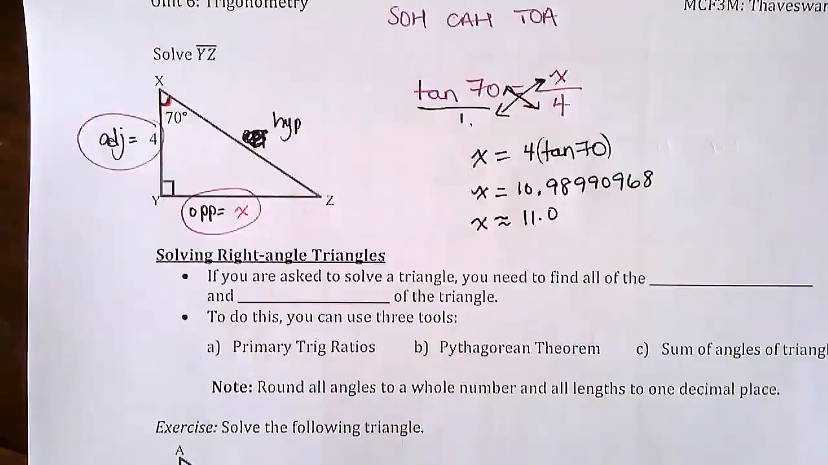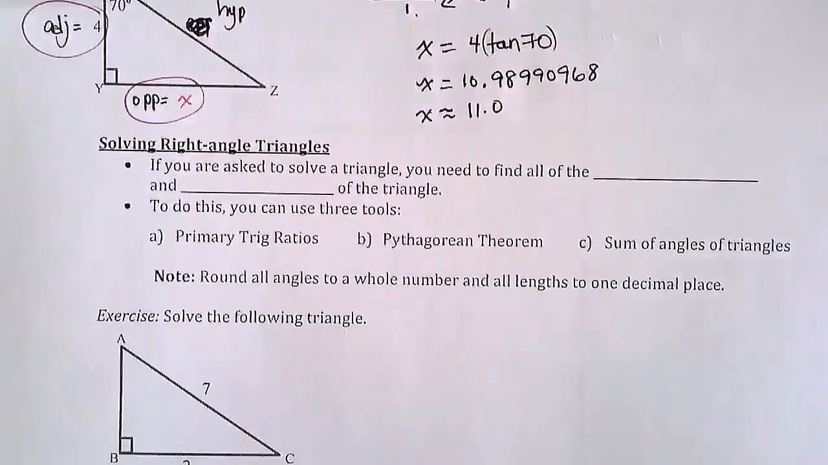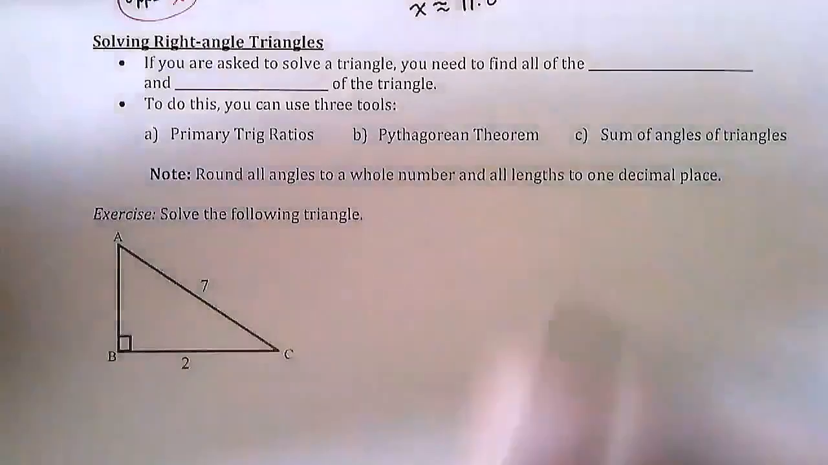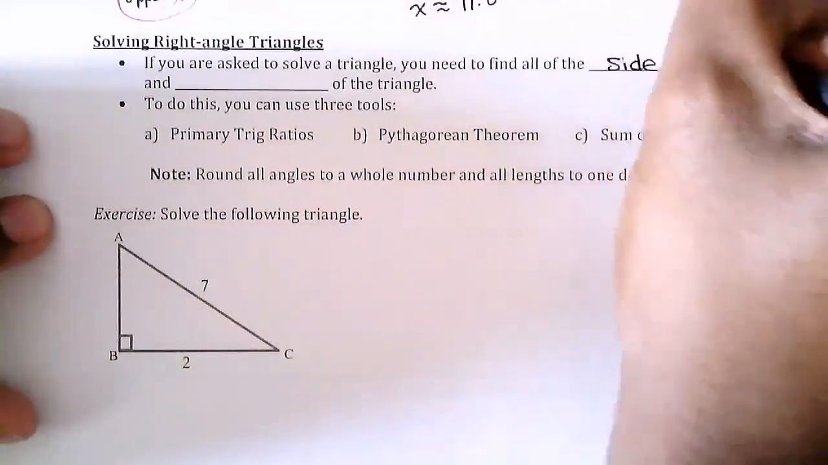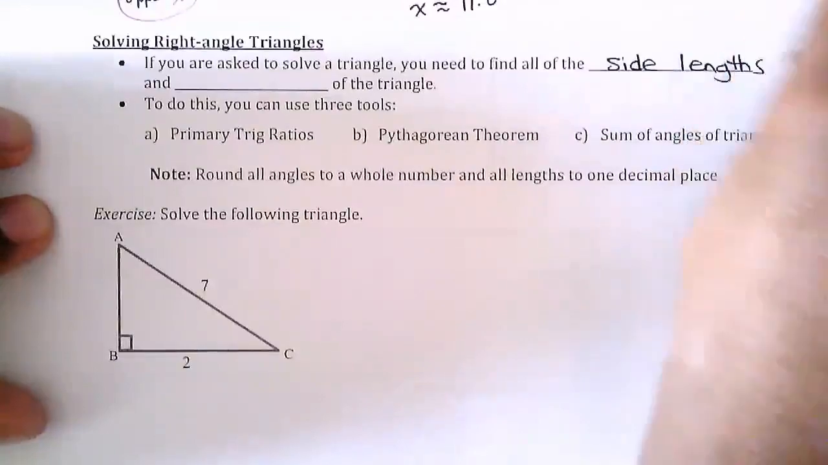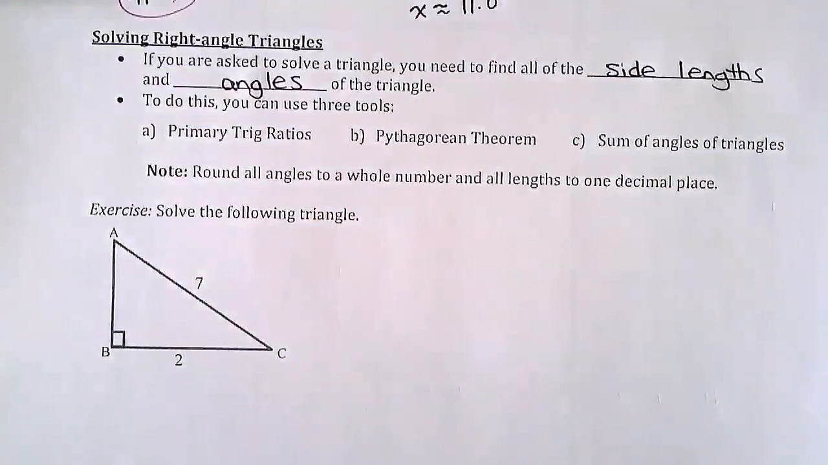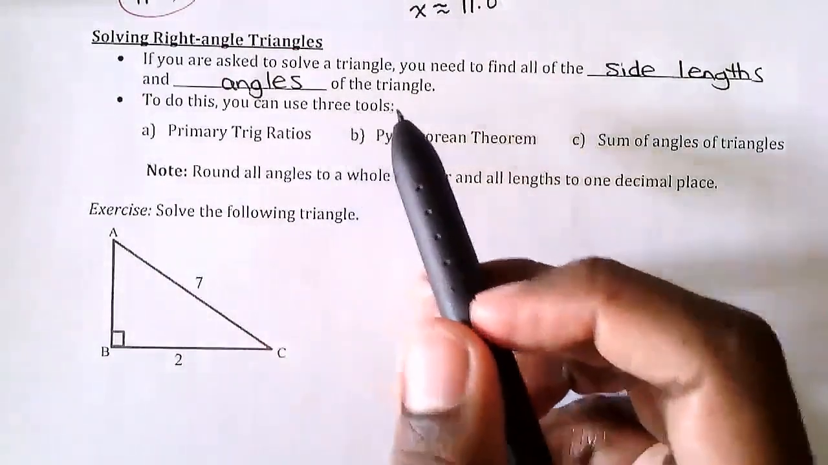And all of these tools were building up to this particular type of question called solving right-angled triangles. If you are asked to solve a triangle, you need to find all the side lengths and all the angles of the triangle. So if on an instruction in an evaluation, I say something like solve this triangle, that means find all of its side lengths and find all of its angles. That's your goal. To do this, you have three tools at your disposal.